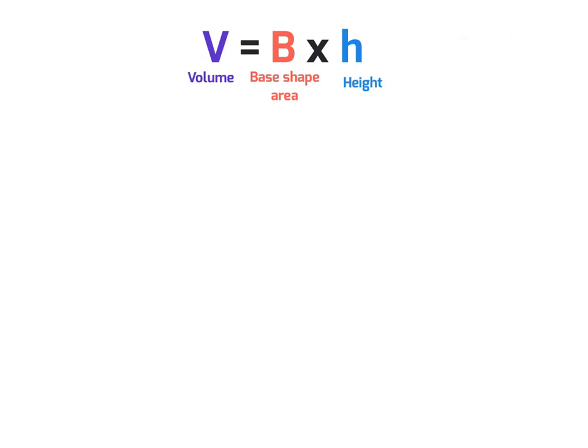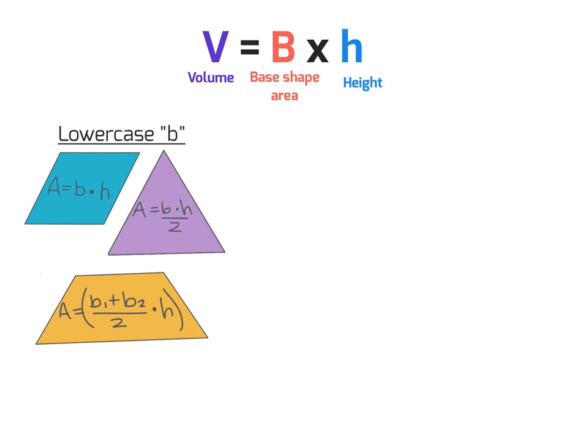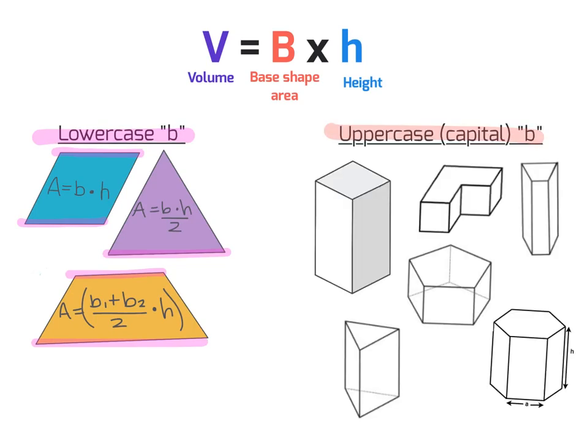Note that in the formula, the base shape area is represented by a capital B. This capital B is different than a lowercase b you might see in a formula to find the area of a parallelogram, triangle, or trapezoid. The lowercase b refers to a one-dimensional base length. The capital B refers to a two-dimensional base area.